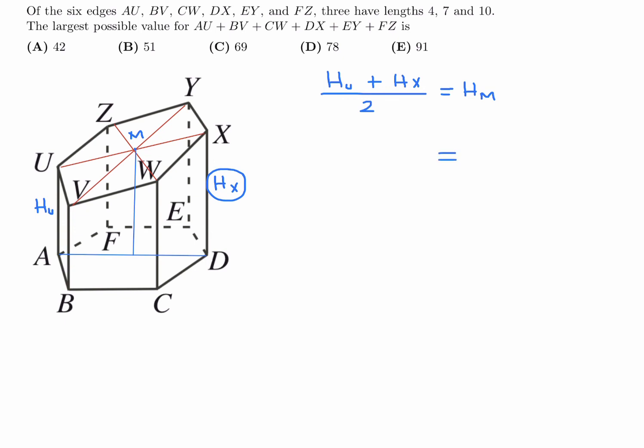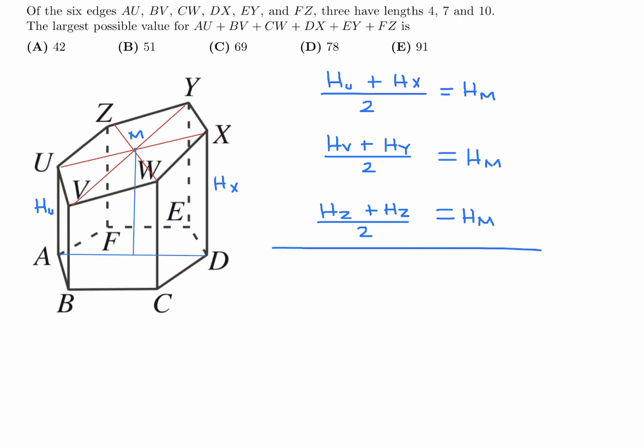Similarly, we can use the other 2 to figure out HM. I'll use V, which will be HV from there to there, plus the one that's opposite, which is Y, HY. HV plus HY divided by 2 is also equal to HM. And in a very similar way, HM is also equal to HZ plus HW, all divided by 2. So far so good. Hopefully nothing too tricky so far.